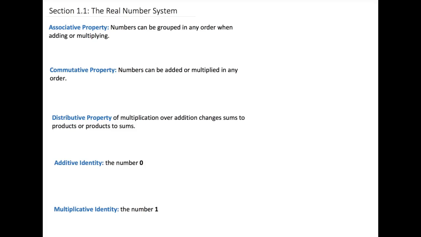I'm going to talk to you today about section 1.1 from the XYZ textbook on the real number system. So first, we're going to talk about the properties. The first one is the associative property. Numbers can be grouped in any order when adding or multiplying.